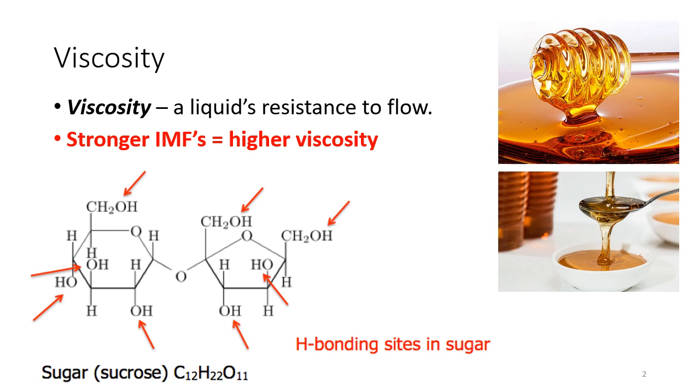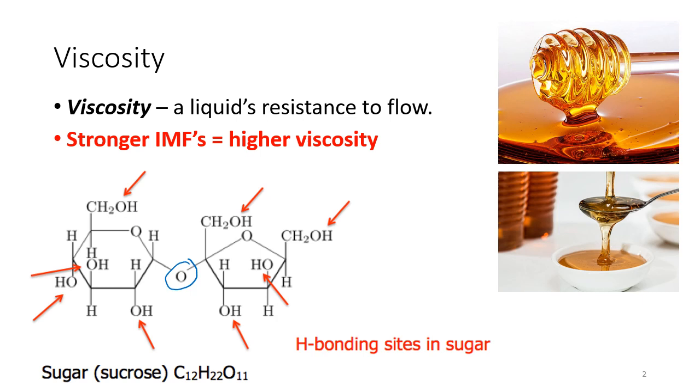Viscosity describes a liquid's resistance to flow. The stronger the intermolecular forces are within a molecule, the higher the viscosity will be. For example, if we compare honey to water, honey has a much higher viscosity and will resist flow much more than water would. Honey has a very, very high amount of sugar or sucrose within it. Sucrose is made up of two units that are combined together. One is glucose and one is fructose, and these two units are combined through something called the glycosidic linkage.